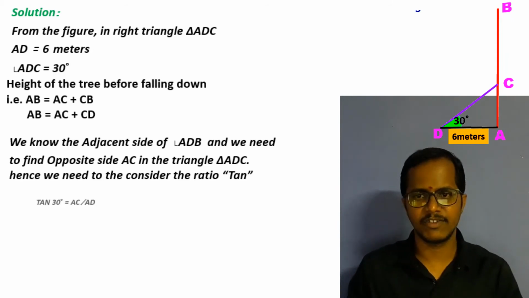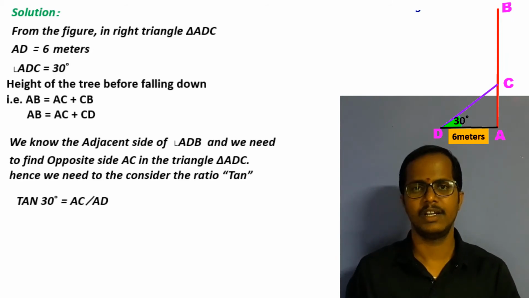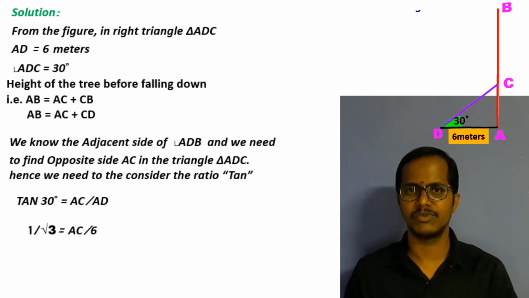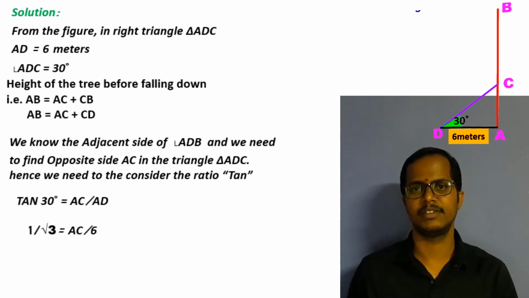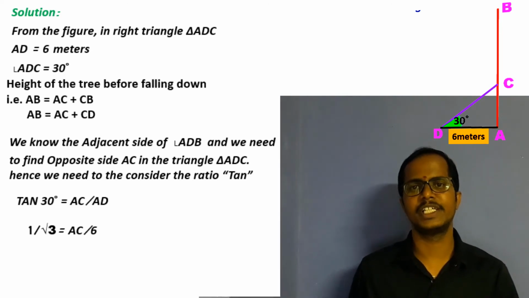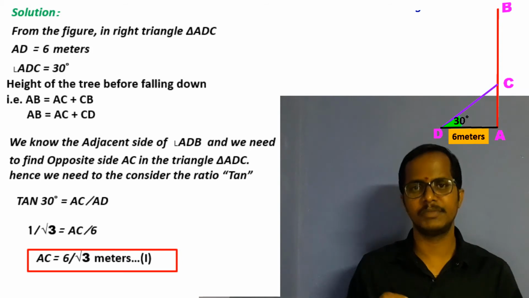Tan 30 degrees equals AC by AD. And on substituting their values, we get 1 by root 3 equals AC by 6. And simplifying this equation, we get AC equals 6 into root 3 meters. Call this equation 1.